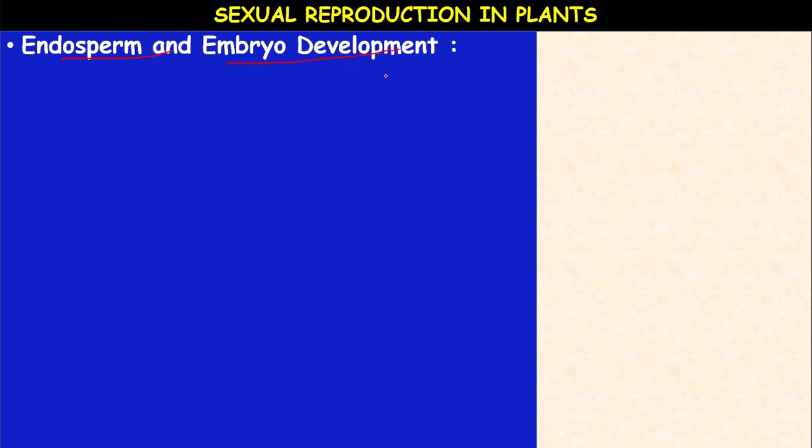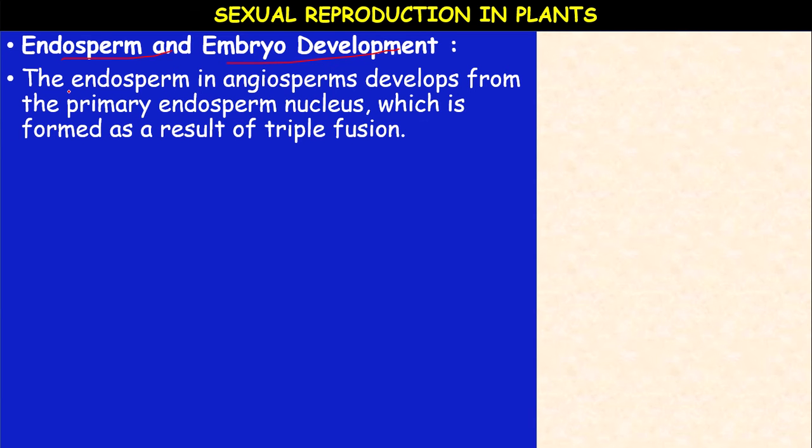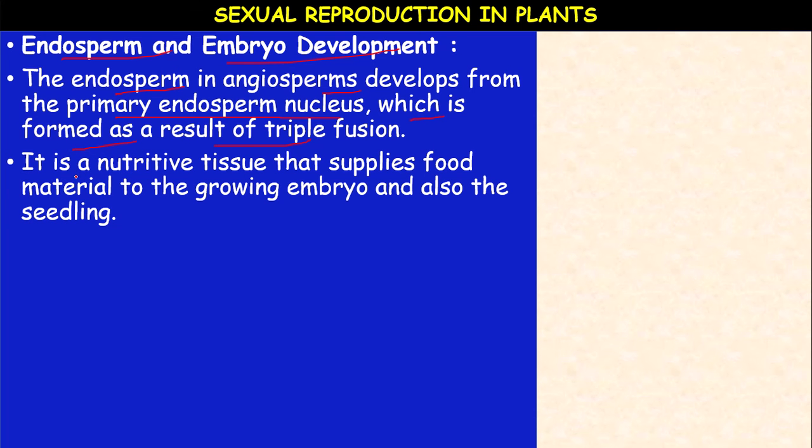Endosperm and embryo development. In angiosperms, endosperm development precedes embryo development. The formation of endosperm is initiated by mitotic divisions of the primary endosperm nucleus, PEN. The endosperm accumulates the food. The endosperm in angiosperms develops from the primary endosperm nucleus, which is formed as a result of triple fusion. It is a nutritive tissue that supplies the food to the growing embryo and also the seedling. Seedling means the baby plant.